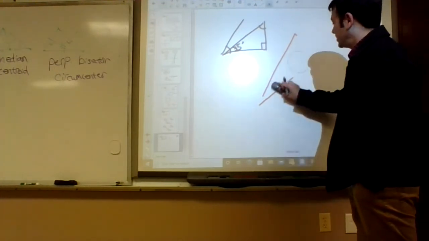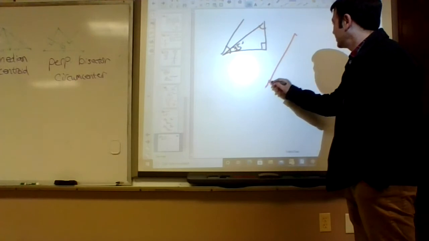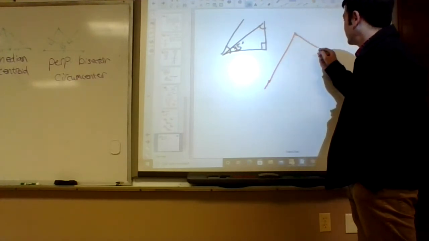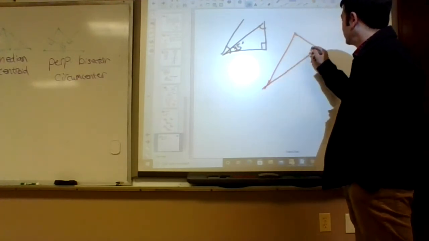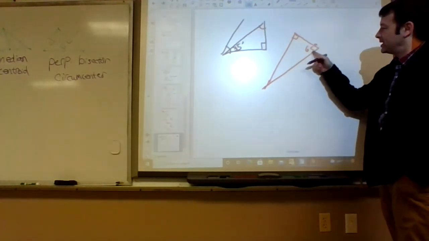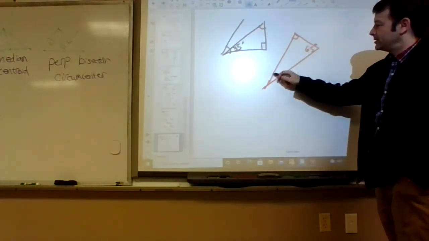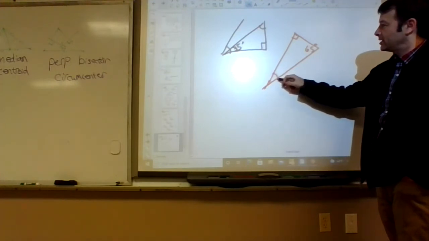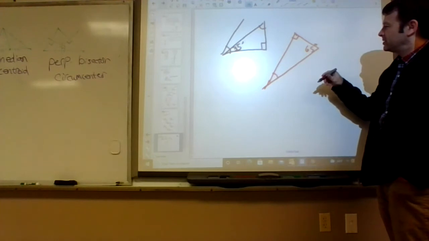So I kind of drew that wrong. That would have to be 65 if we extended that line. But we're actually looking for this angle right here, kind of like the last one. So how do I find it?